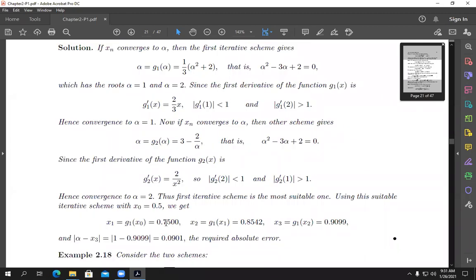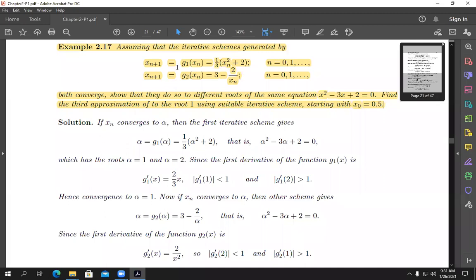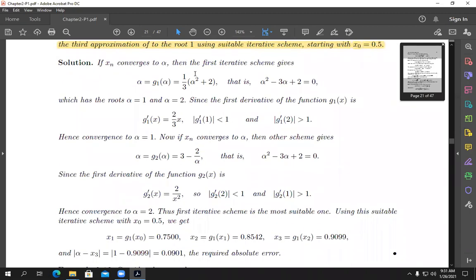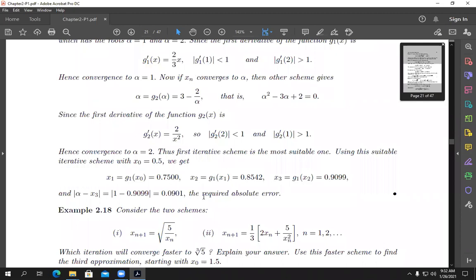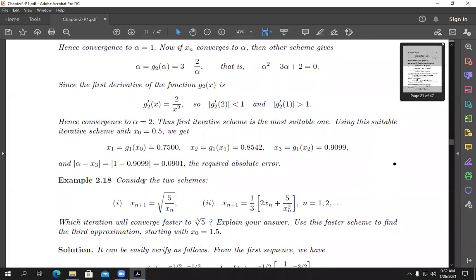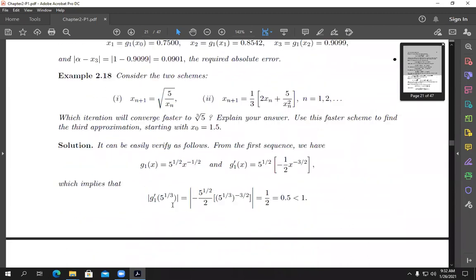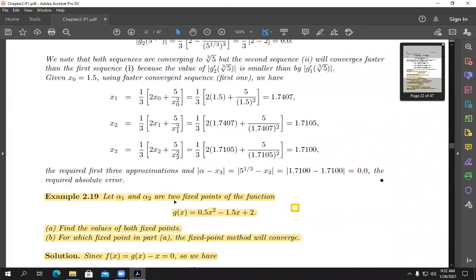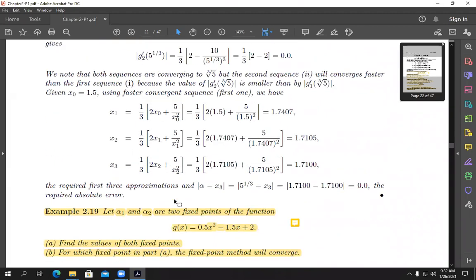That's what I did here, now please. I find out x1 is equal to g1 of xn. And what is g1? Which I gave you here. Agree? Good. And this is also the same thing I gave here. These are the two schemes. Which iteration will converge faster? You have to check after finding the derivative, and whichever is closer to 0 is the faster one. This I also gave many times here.